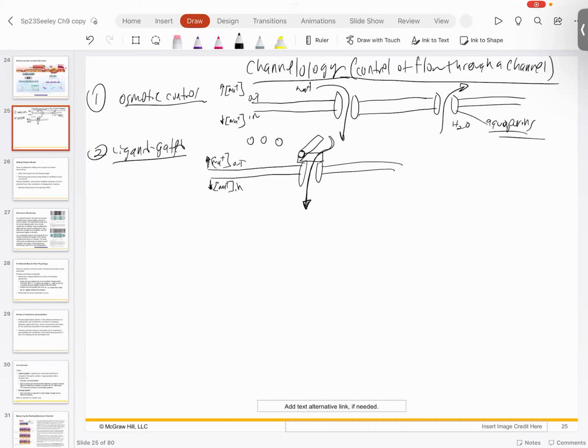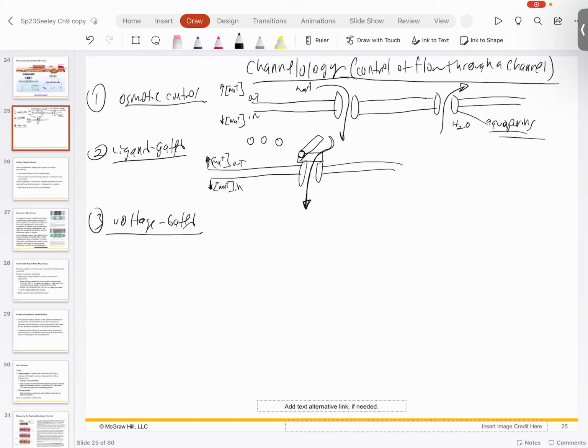Now, what's the benefit of this one? Well, the benefit of this one is basically you can control movement by controlling this ligand. So you can make this molecule whenever you want, under whatever circumstances you want. And you can control whether or not you open that gate. Okay, so what is the next one? The next one is the voltage gated channels. We also talked about this one in this slide. And the voltage gated is a little bit different, right?